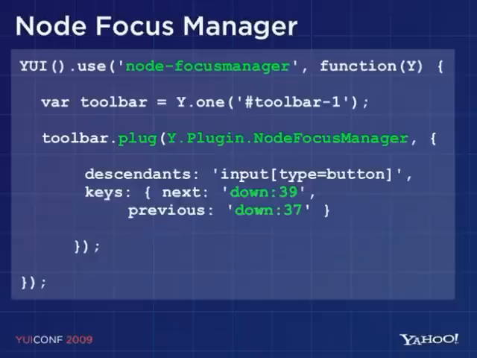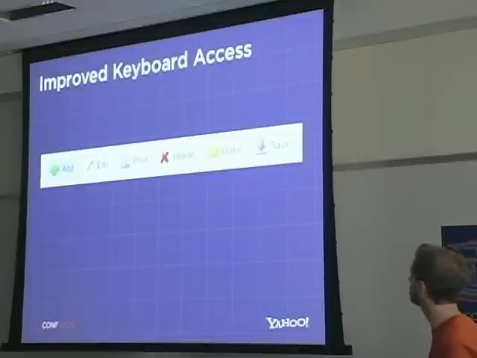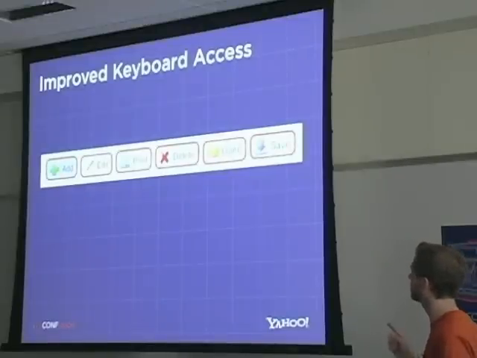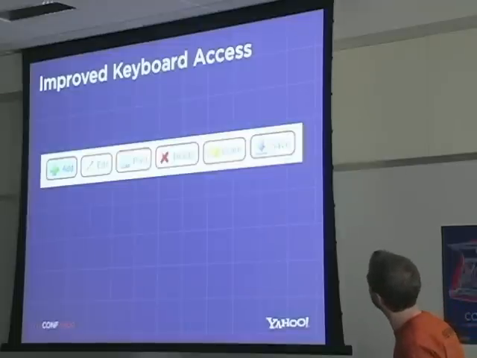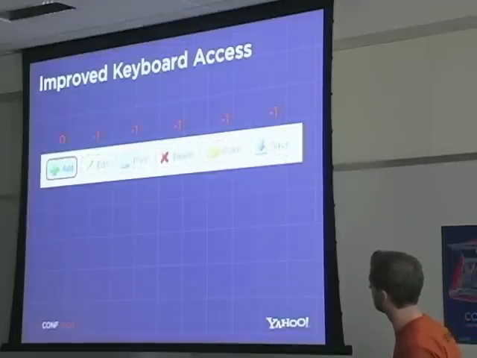And so very simply, in just a few lines of code, I can then implement that ARIA pattern for managing focus amongst a widget's descendants using the Node Focus Manager plugin. And so again, just for review, what that code will do is in the scope of our toolbar, it will reduce the number of elements that are in the default tab flow from 6 down to just the first button.